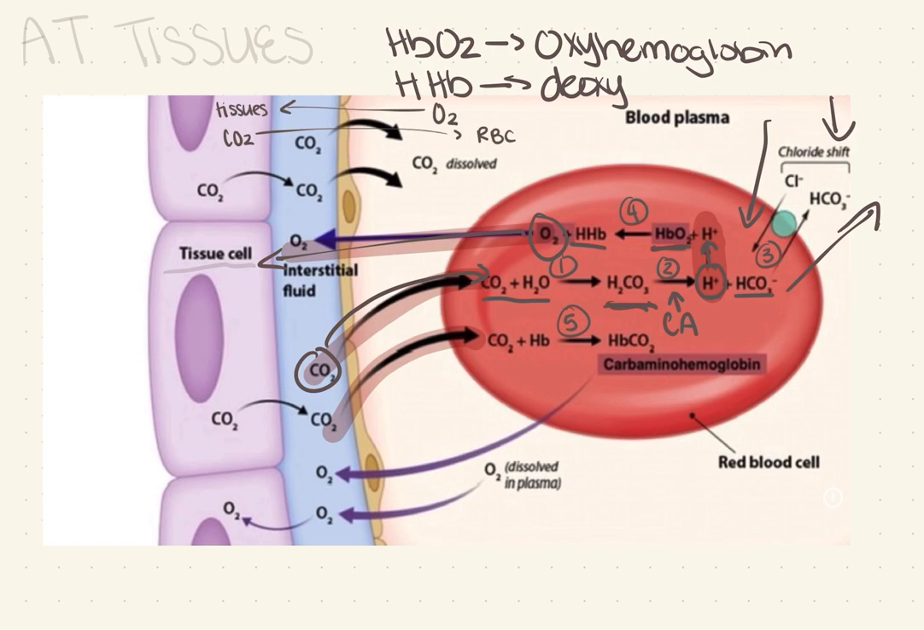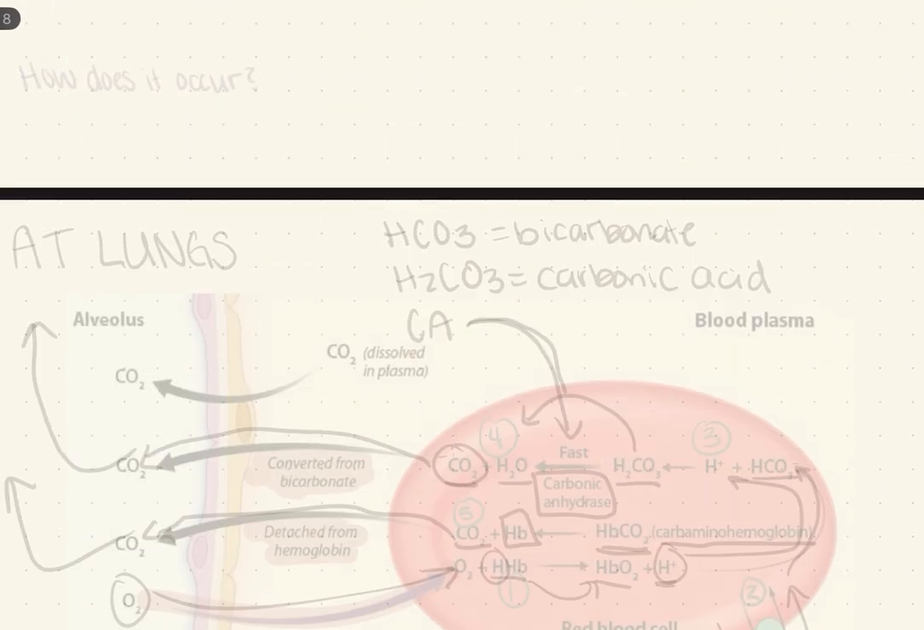All right, and then the last step, remember how we said carbaminohemoglobin is one way that carbon dioxide travels around the body, so we want to get that as an end product here. So this carbon dioxide from the tissues will be sent into the red blood cell. It's going to combine with a hemoglobin to form carbaminohemoglobin. And there we go. That is gas exchange, both at the tissues as well as the lungs.